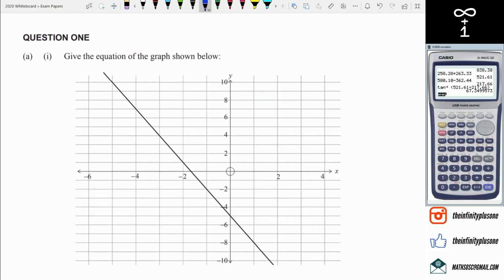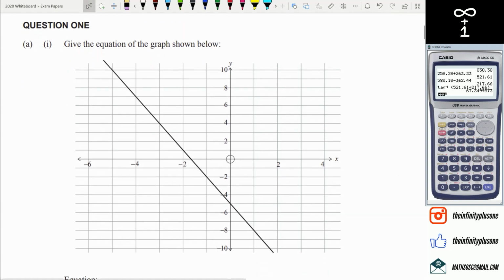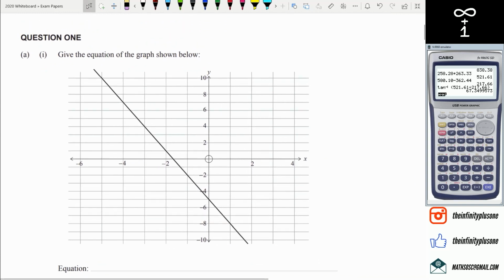So question one here, we've got to give the equation of the graph below. With some of these questions, I've already done it as a tutorial, and I'll put the link in the description. Especially question one, I've covered it in quite detail. So if I go a bit too fast, you can always go check out that tutorial where I show multiple different ways of doing the same kind of questions.